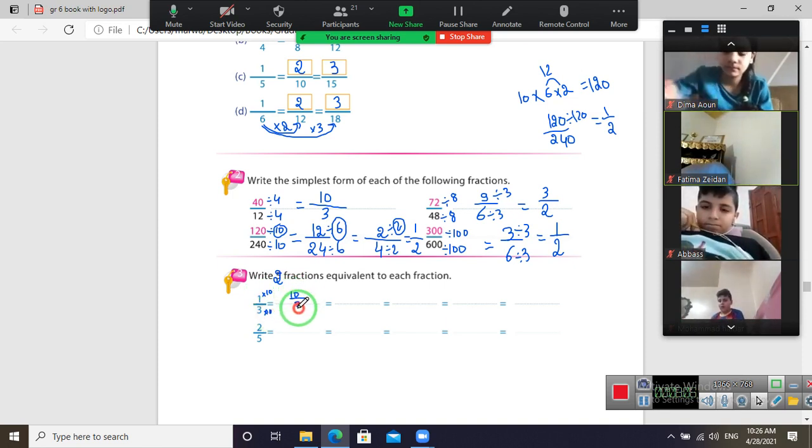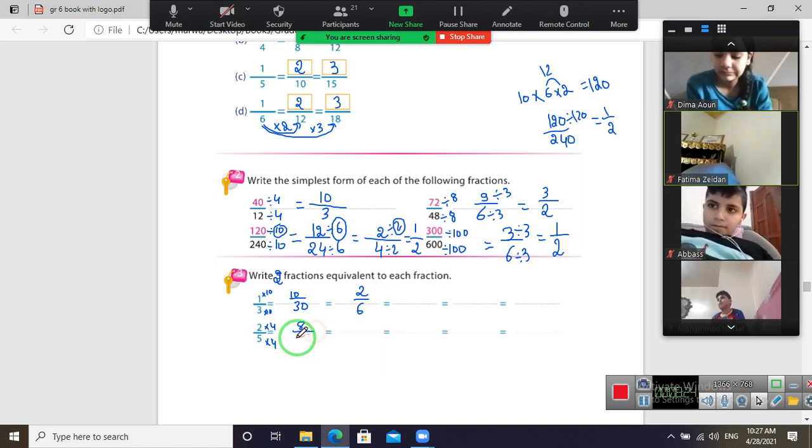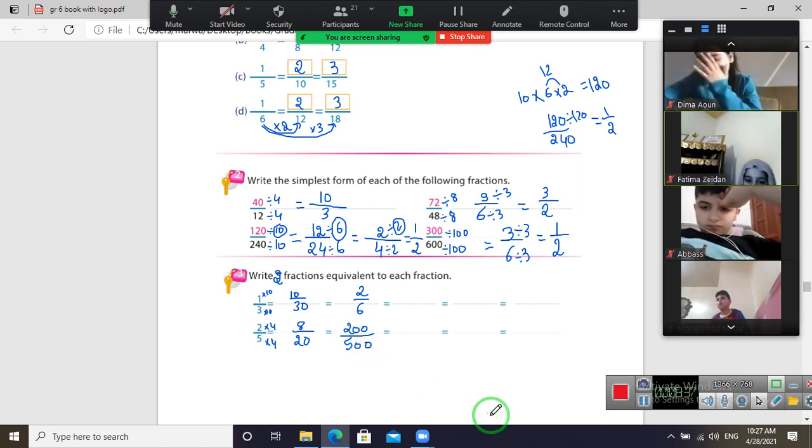And I will choose also to multiply it by 2. It's 2 over 6. As you want, teacher. The second one, I want to multiply it by 4. It's 8 over 20. Then I want to multiply it by 100. It's 200 over 500. You can choose any number and multiply by it. But you should multiply numerator and denominator by the same number. Okay?